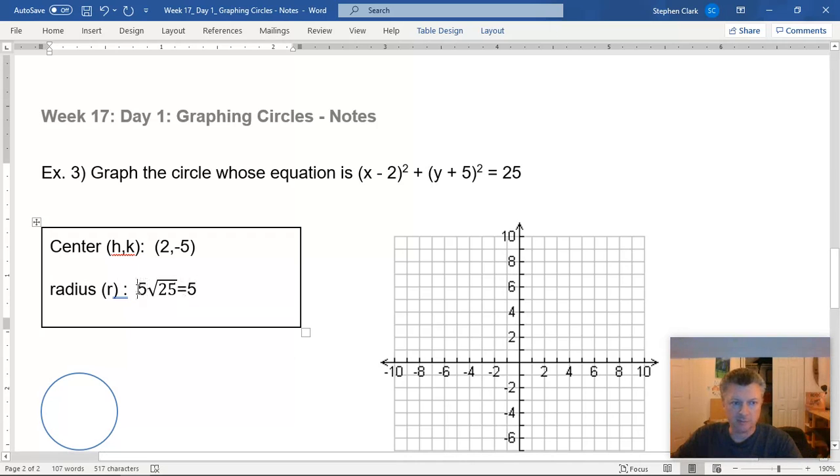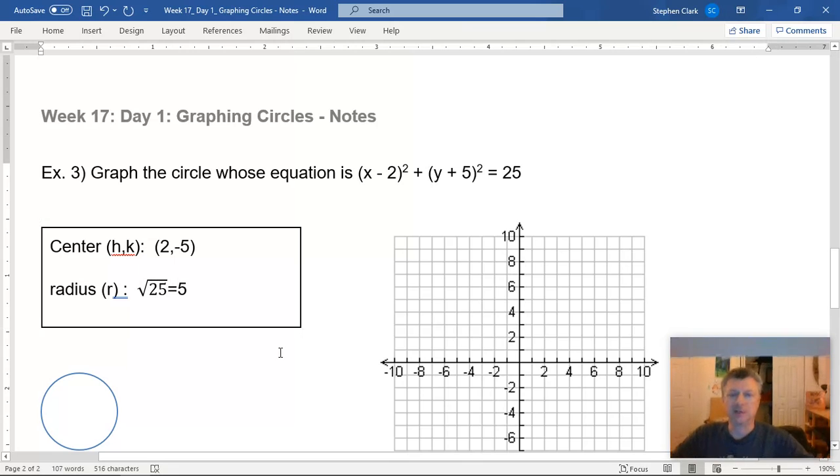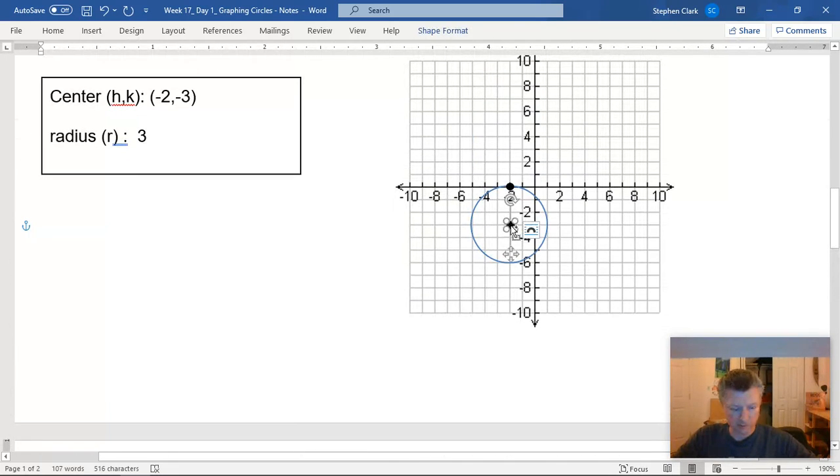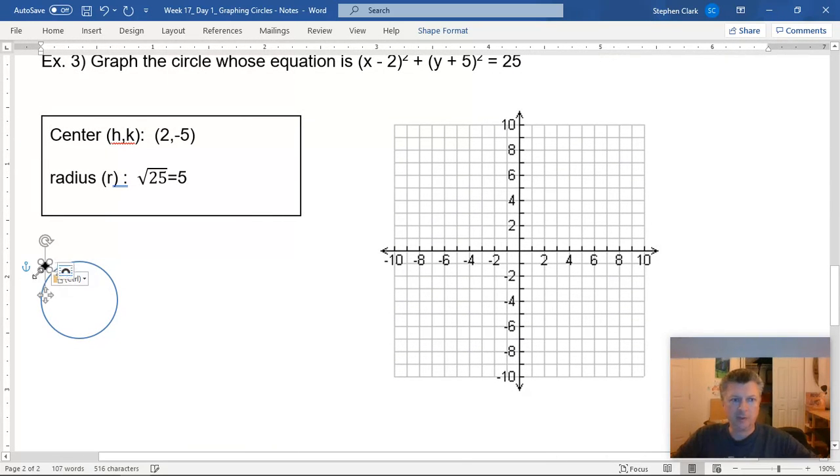I'll put that on the notes too. All right. So there we go. That's how you do it. Okay, so the center point, let me steal my center point here. Paste. Okay. Got 2, -5. So over 2, down 5.